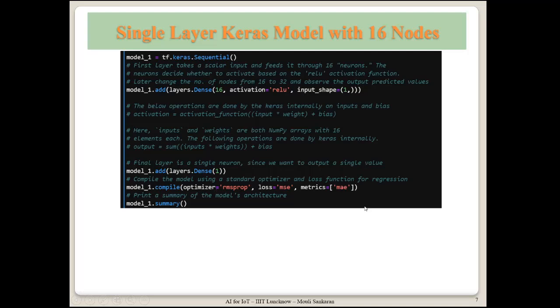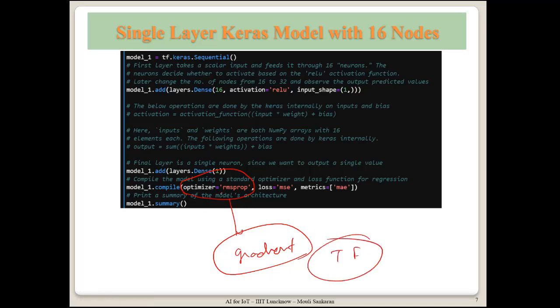Then the optimizer. Now, the optimizer is nothing but, as I mentioned, gradient computation, but we are not doing the normal gradient that we learned in TF. It is a little different from that. It's called RMSprop. I will talk about it soon. And the loss function is the same as what we said earlier, MSE only.